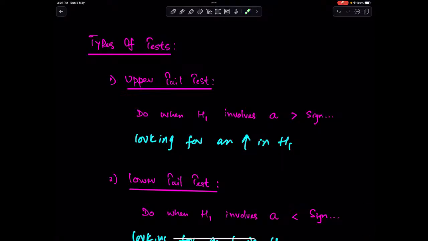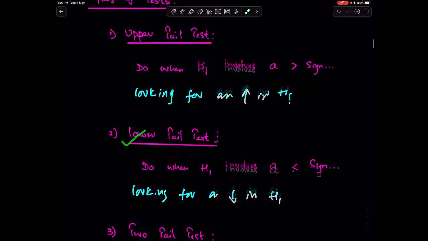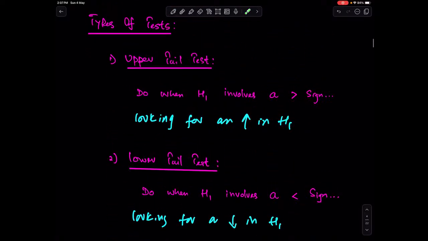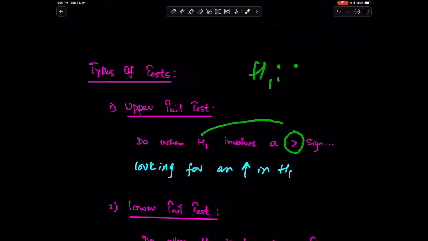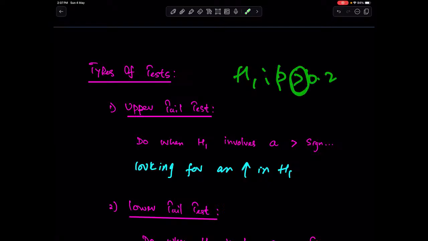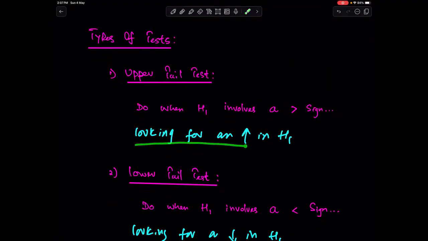Types of tests. We have three types of tests. Number one, upper tail test. Number two, lower tail test. And number three, two tail test. In upper tail test, we do this test when we are looking for an increase in H1, or we can say when H1 involves a greater sign. So if we have H1, let's suppose P is greater than 0.2. Since H1 involves a greater sign, we will perform the upper tail test. And it means we are looking for an increase in H1, greater sign.